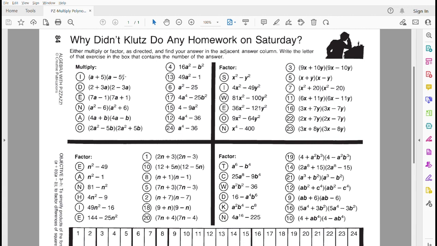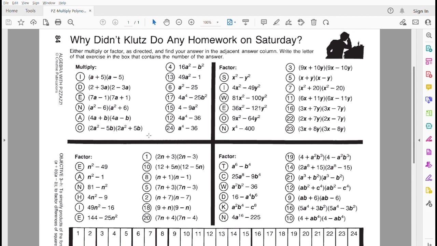So the idea here is we've got a collection of different things that we have to either multiply out, as in the case of this upper left quadrant, or we have to factor, like all the other three quadrants. So there's a little bit of multiplying and a whole bunch of factoring, and it looks like all of this is using our shortcut: a squared minus b squared equals (a plus b)(a minus b).